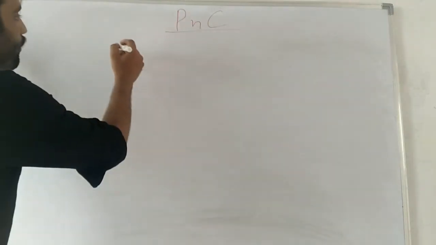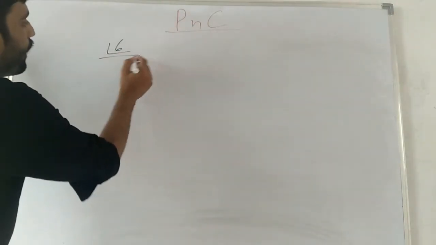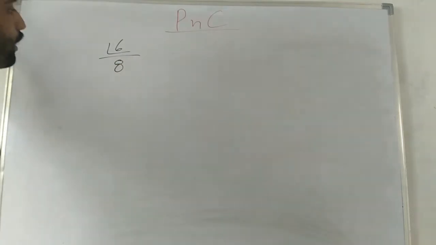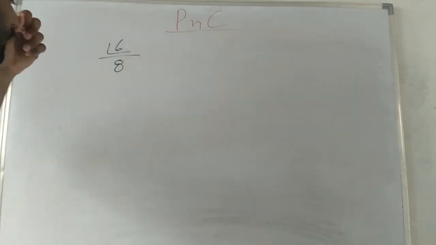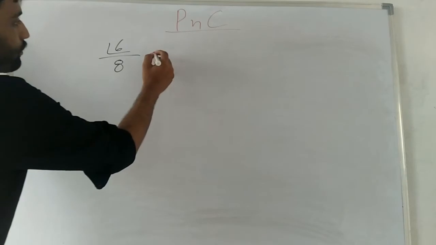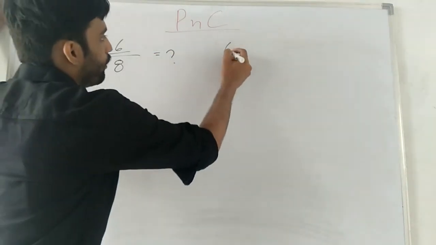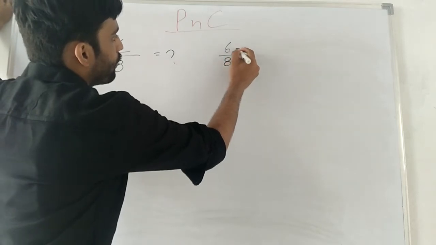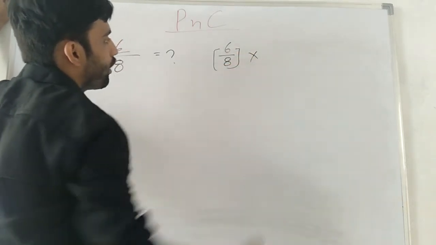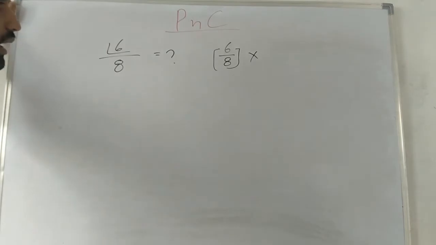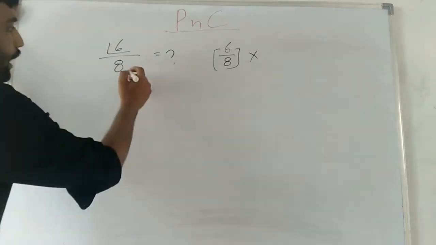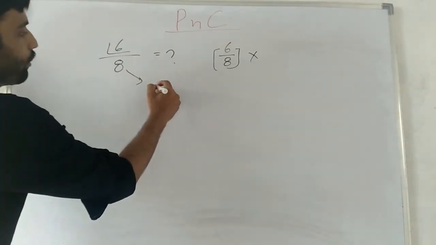In the first question we have factorial 6 divided by 8. It is asked whether factorial 6 can be divided by 8. So we will use the method of greatest integer function, but this will not work because we are making a fundamental mistake: 8 is not a prime number.